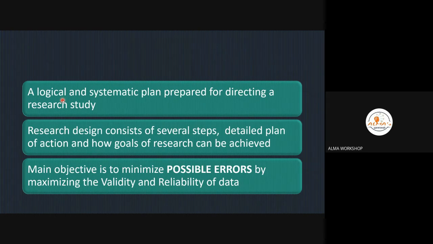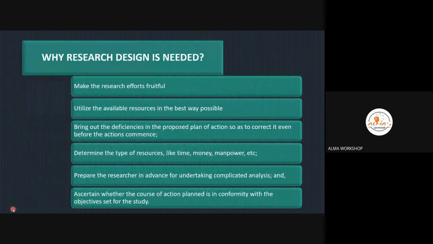So it is a logical and systematic plan of research. Okay, and it will have several steps, as I told you already. You will have a detailed plan of action, and you will have the goals of how you can achieve the goals of research also you can think about. Okay, and you also have to minimize the possible errors by maximizing the validity and the reliability of the data. Okay, this is what you say as a research design.